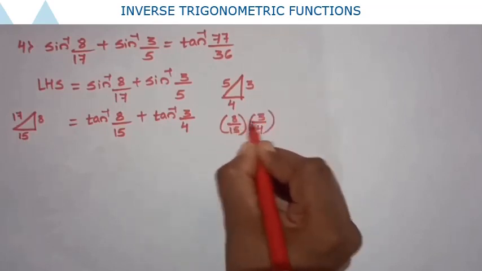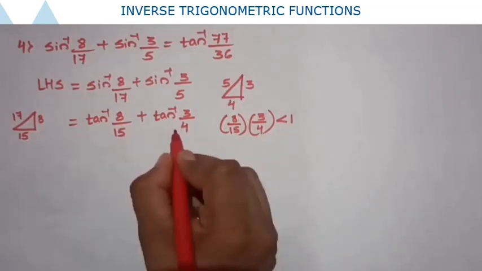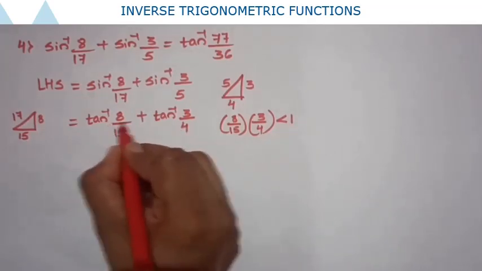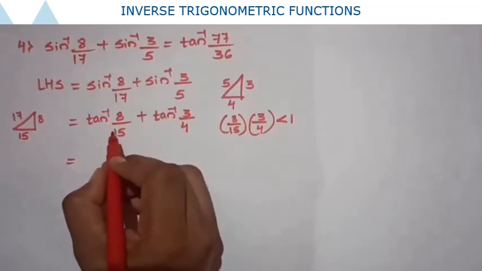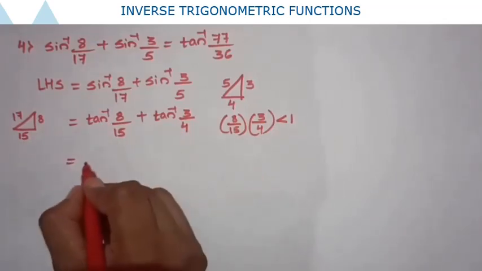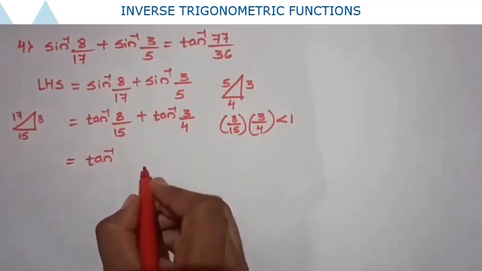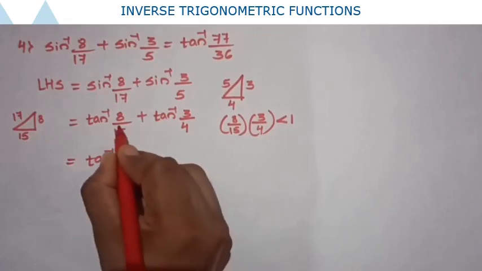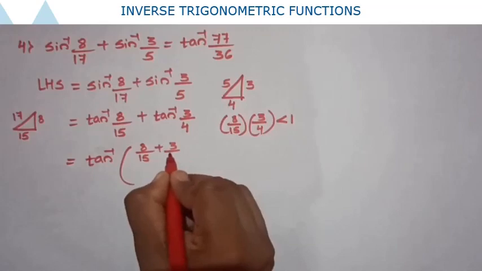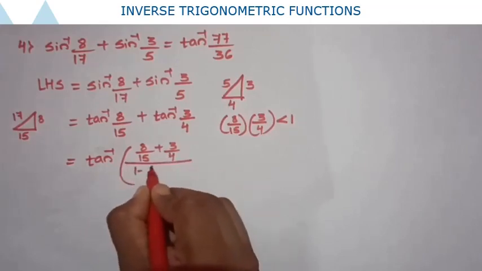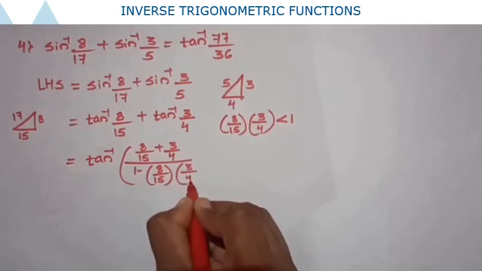So therefore 24 by 60, obviously less than 1, so that we can use the property number 6, that tan inverse x plus tan inverse y. Now what is the formula for tan inverse x plus tan inverse y? The formula is tan inverse of x plus y by 1 minus xy, so that we can write x plus y. x is 8 by 15 plus y is 3 by 4, whole divided by 1 minus xy. What is x here? 8 by 15 into y. What is y? 3 by 4.